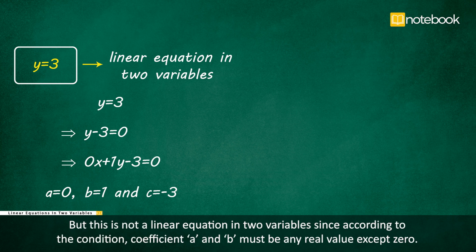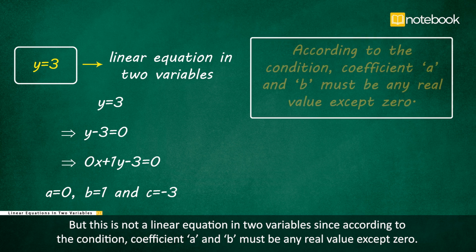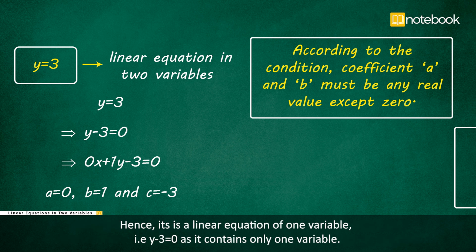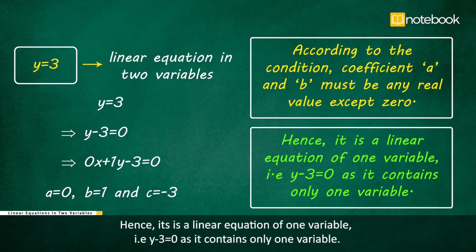But this is not a linear equation in two variables, since according to the condition, coefficients a and b must be any real value except 0. Hence, it is a linear equation in one variable, that is y minus 3 is equal to 0, as it contains only one variable.